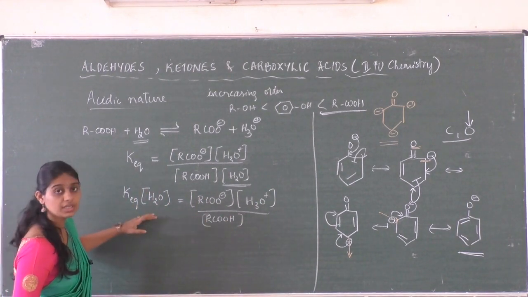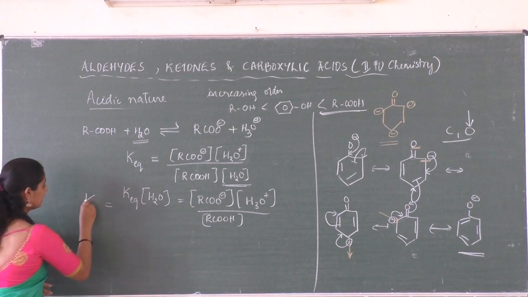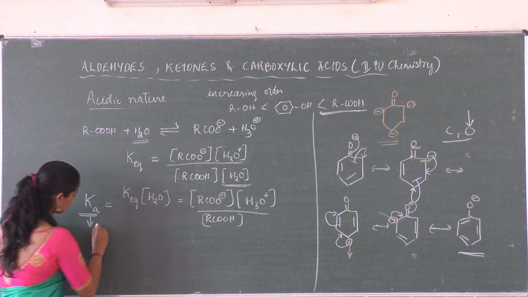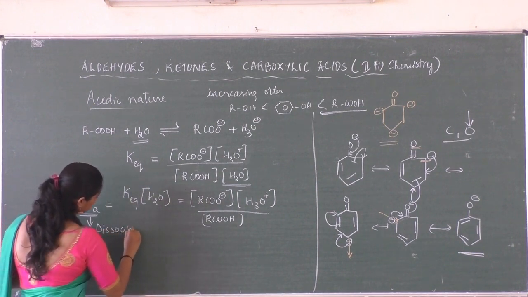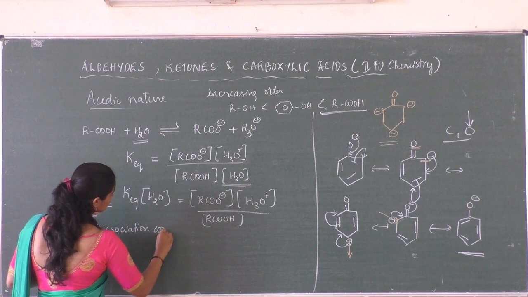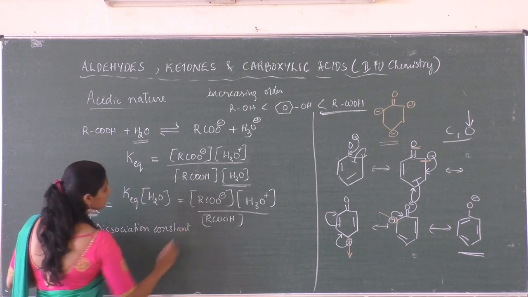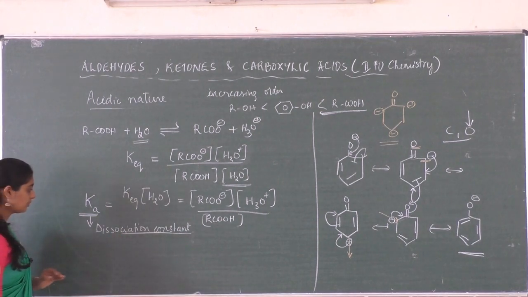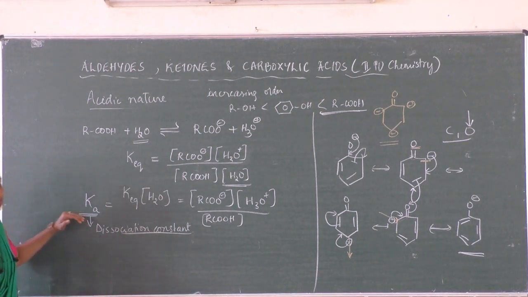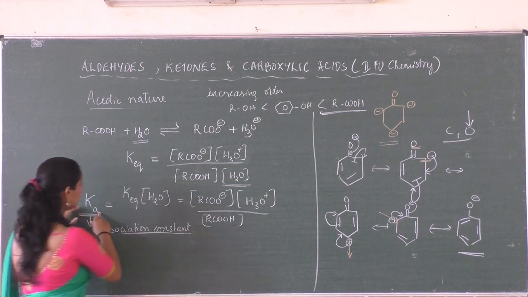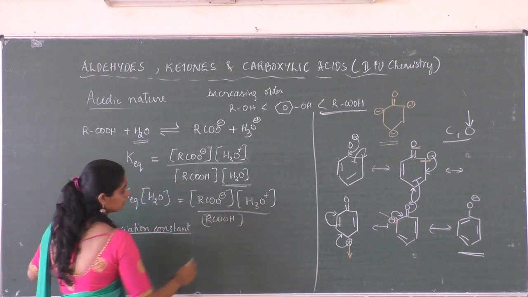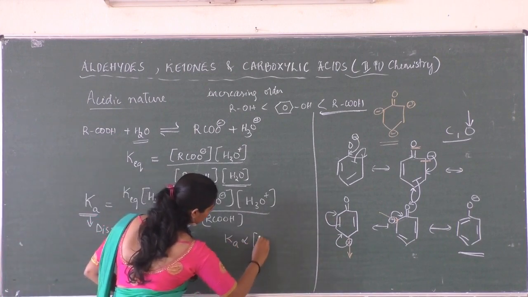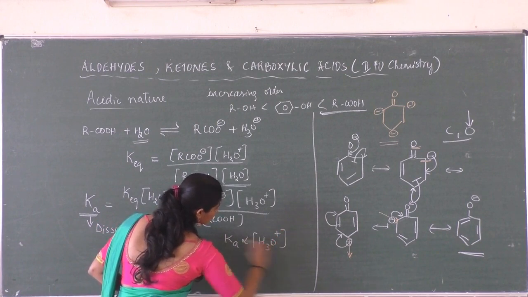So this in general can be related as Ka. You have heard this word Ka, that is nothing but the dissociation constant, which in turn is used to express the acidic character. By using this expression, I can relate between Ka and H3O plus. So Ka is directly proportional to the molar concentration of H3O plus.